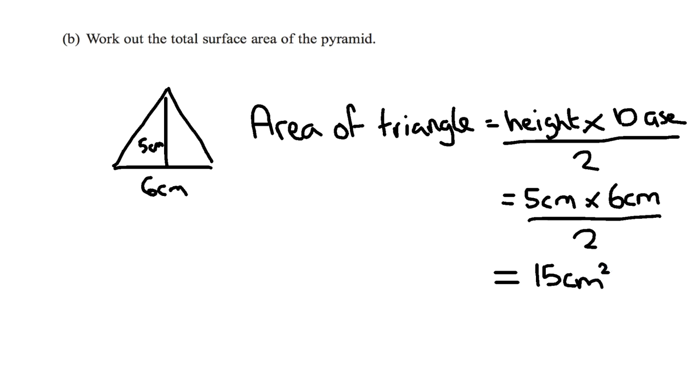Now, if you look carefully at the diagram, we have 4 triangles. So therefore, I'm going to multiply the surface area, which is 15 centimeters squared, by 4, which will give us the total surface area of the 4 triangles. So 15 centimeters squared times 4 equals 60 centimeters squared.